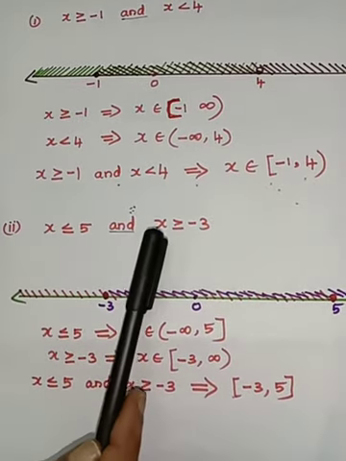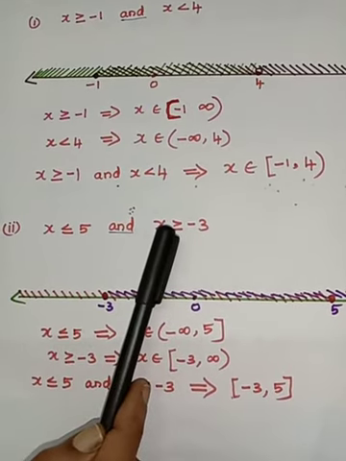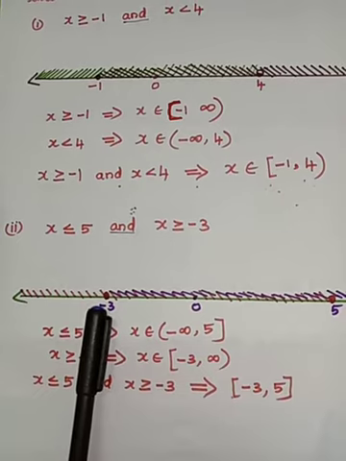Okay. And you see the next one. x greater than or equal to minus 3. Greater than comes, what I said. Right side of minus 3. So minus 3 is here. What is the right side of minus 3?